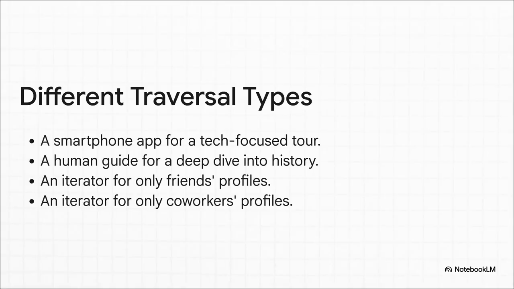And this is what makes the pattern so flexible and so powerful. You can have different kinds of tour guides for the very same city. One day, you might use a smartphone app for a quick modern tour. The next day, you might hire a history expert for a really deep dive. It's the exact same idea in programming. You could have an iterator for a social network that shows you all your connections, or a completely different one that only shows you profiles of your coworkers. Same data, just different ways of walking through it.